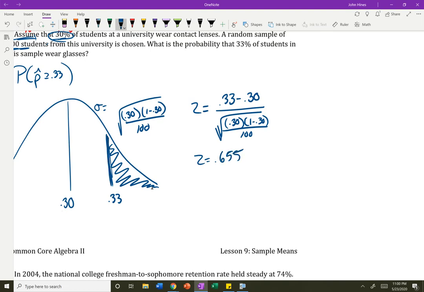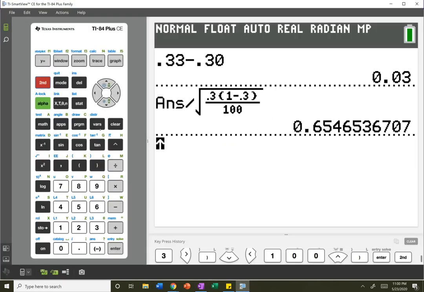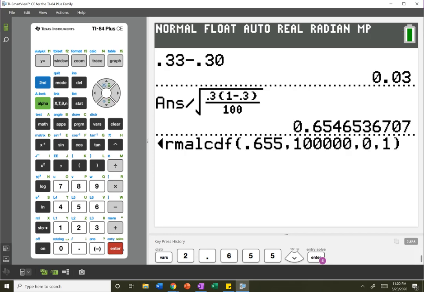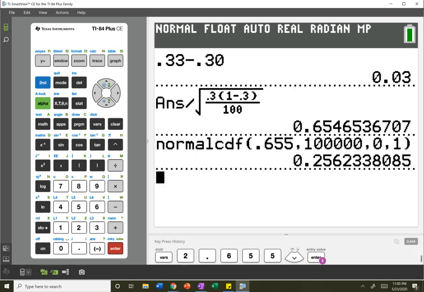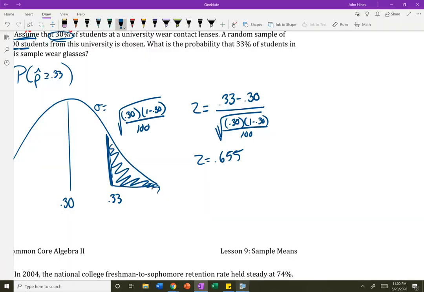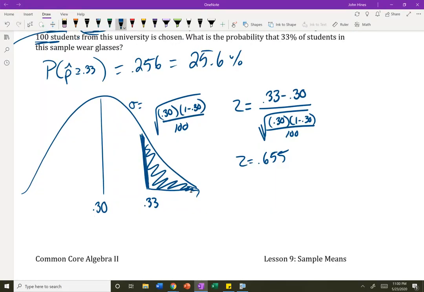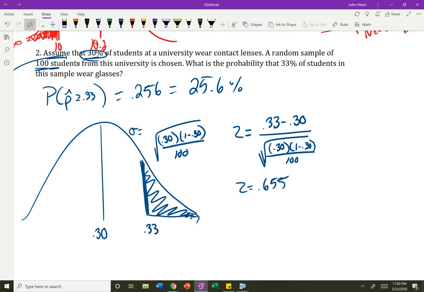And if I look at that, my lower is 0.655, and I want to go up. So when I go second distributions, normal CDF, my lower is 0.655, and my upper bound is going to be a majillion. So the probability is 0.256, or about 25.6%. So this isn't unusual. Getting a p-hat of 0.33, assuming the true proportion is 30%, isn't unusual.